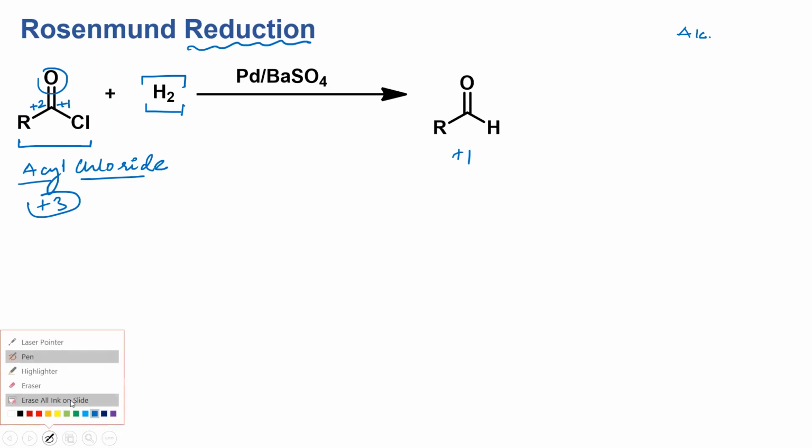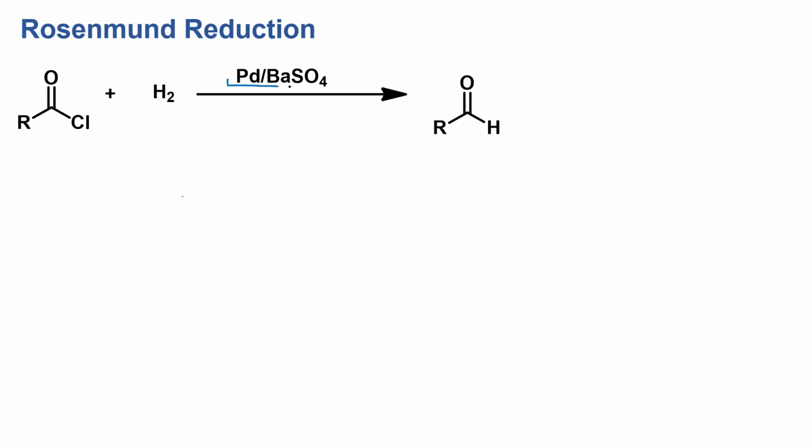Okay. So let me just clear the ink from this slide. And also, what is the use of this Pd/BaSO4? Why it is used? You can be asked this question. So if you are using an H2 molecule and you are reducing acyl chloride, there are chances that the acyl chloride will further reduce to aldehyde and then into alcohol. Okay, this is a chance. So to stop this reaction, Pd/BaSO4 is used. Okay, so this is known as poison catalyst.